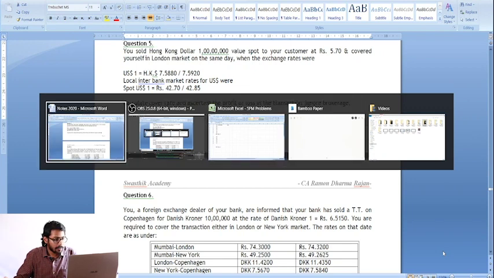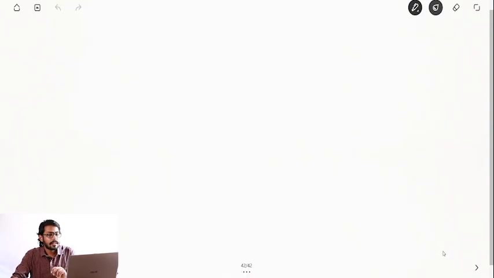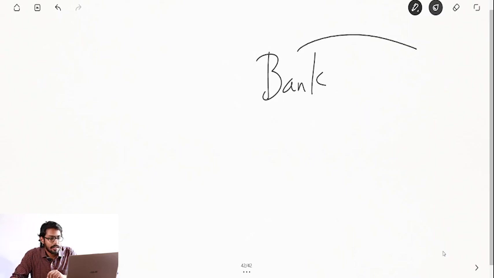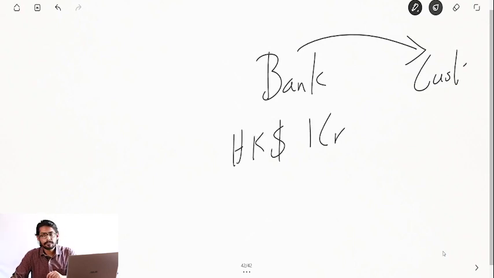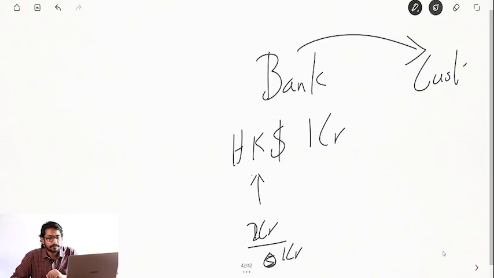Now let's check out what that means. You are a bank. You have sold to your customer Hong Kong dollars 1 crore. Two things can happen. Case number 1, you had 1 crore. You sold 1 crore. Your position became 0. Or maybe you had 2 crore. You sold 1 crore. Your position became balance 1 crore.